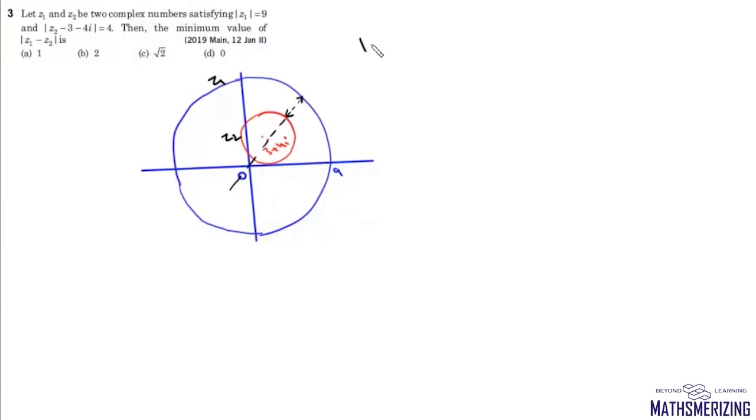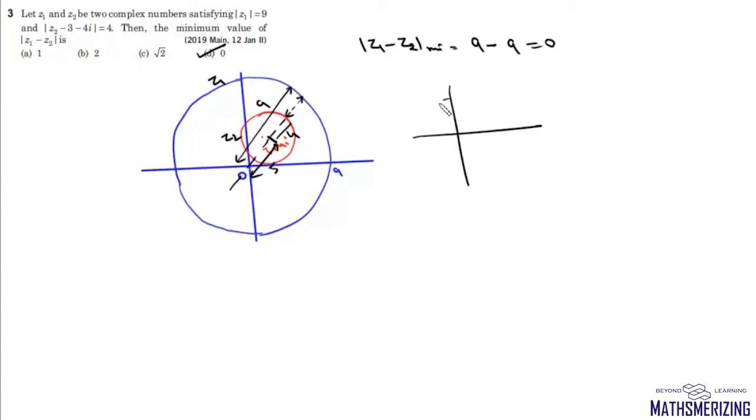So the minimum value of z1 minus z2 will be given by this radius, which is 9, and then minus this distance, which is 5 units, and then plus this radius, which is 4. So 9 minus 9, which is 0. So the minimum value of mod z1 minus z2 must be 0. So these two circles basically will touch each other. And that is the answer to this question.